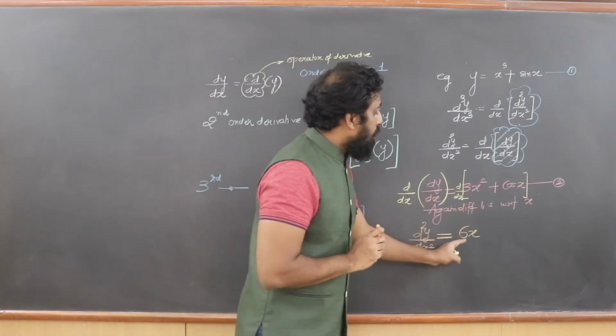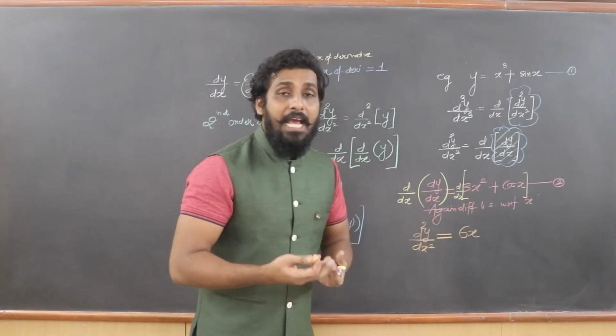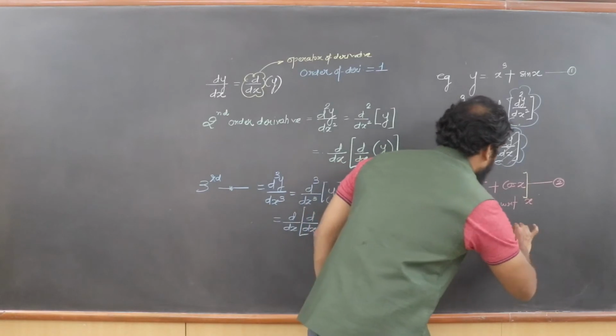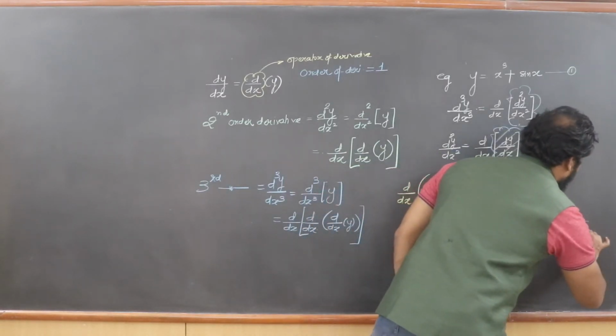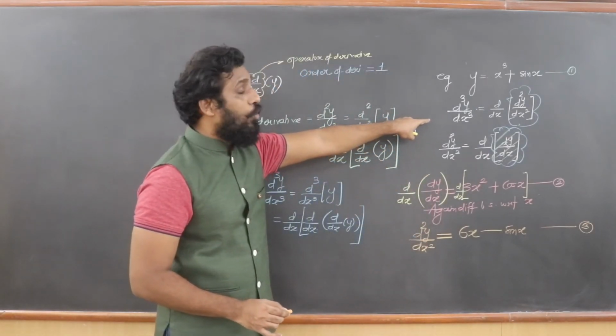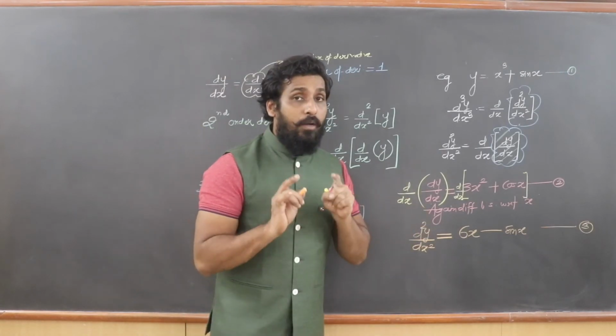So now for the first term I've got the answer as 6x. Let's move on to the next term, which is cos x, and its derivative is going to be minus sin x. So I get here minus sin x. I'm going to call this equation number 3. Now I still need d3y by dx cube, or I can say d cube y by dx cube, isn't it? So I need to differentiate equation 3 one more time.